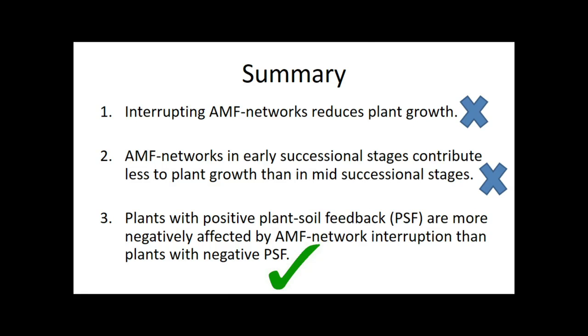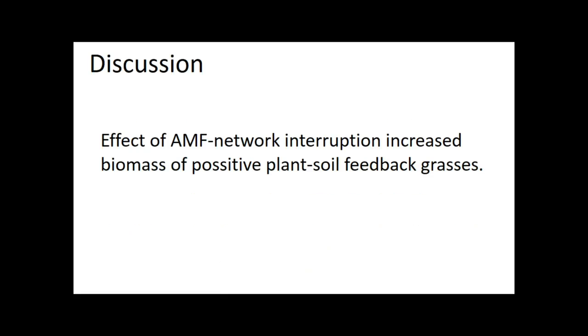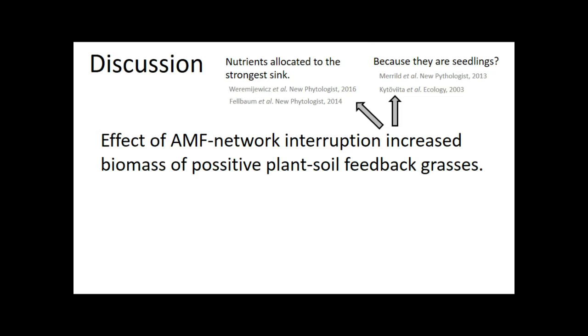So to sum up, the interruption of the AMF network did not reduce plant growth, neither did I find support for the difference in successional states on the mycorrhizal network effect, but we did find support for the third hypothesis. Thus the plants with a positive plant-soil feedback were more affected by the treatment than plants with a negative plant-soil feedback. So the result was a bit in contrast to what we expected. However, other researchers also found an increase upon disturbance of this AMF network. That was either because those were seedlings, or these plants are not strong sinks or not good traders of carbon.